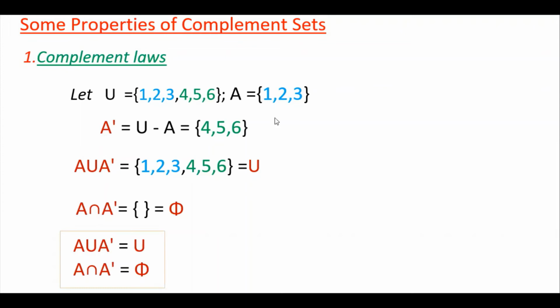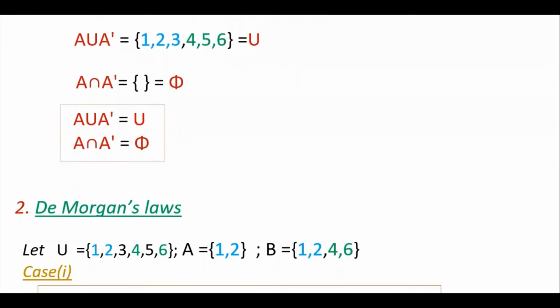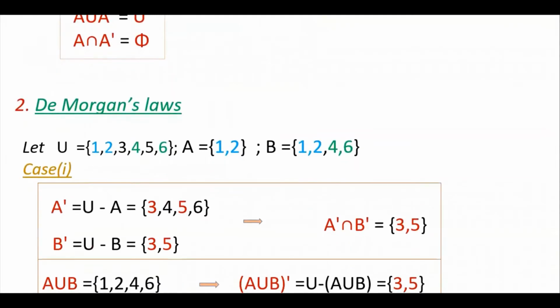And if you intersect A and the complement of A, then you can see here there are no common elements for these two sets. So here there are no elements, that means it is an empty set. So if you intersect the set and the complement of the set, then you will get an empty set. You can see here, these are called complement laws. And the next one, De Morgan's laws.